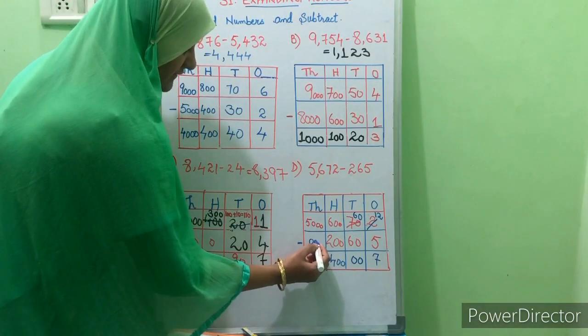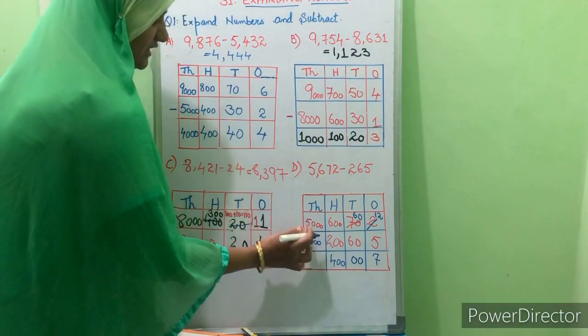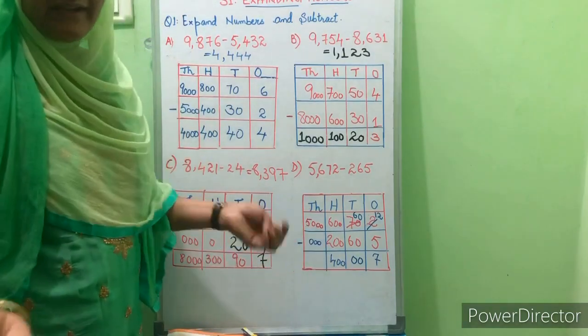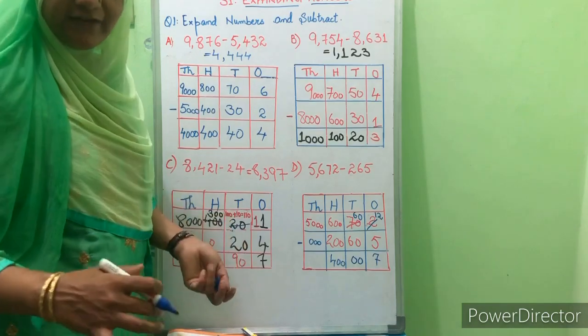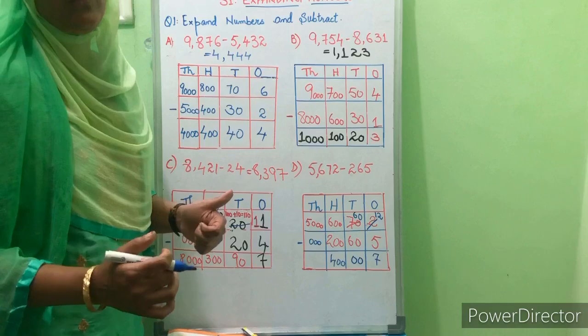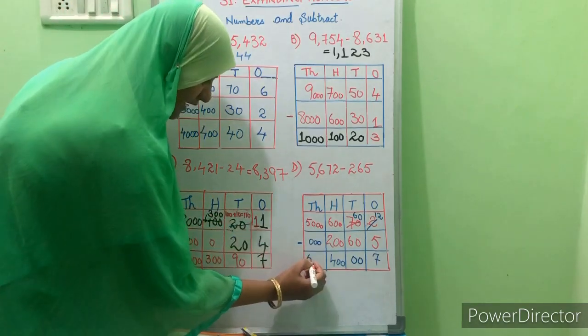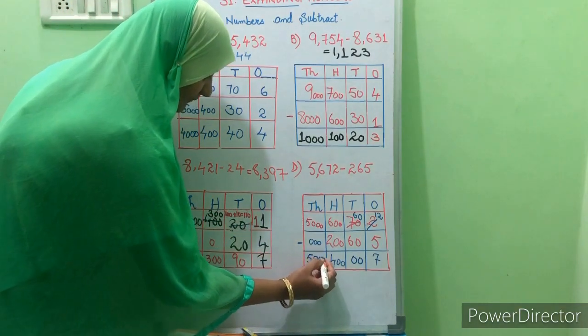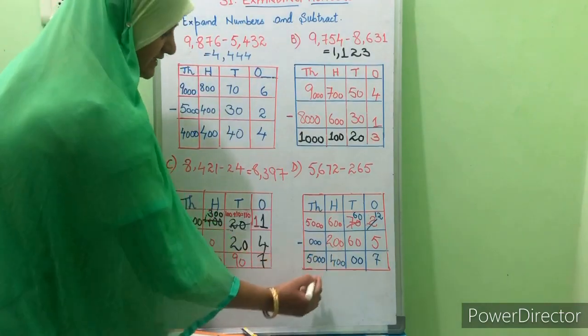So here we do not have any number. So we can write 0, 5000 minus 0, anything minus 0. Are you taking anything from 5000? Are you removing any blocks from 5000? No. So what is the answer? 5000.